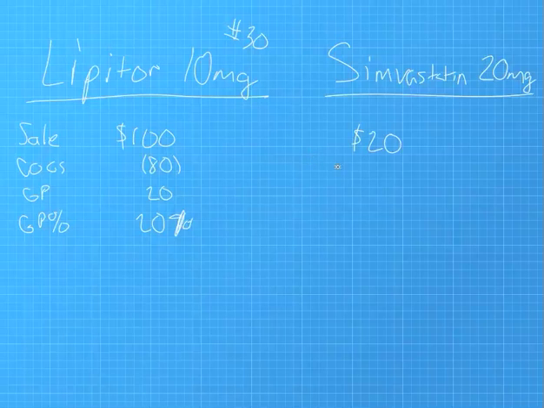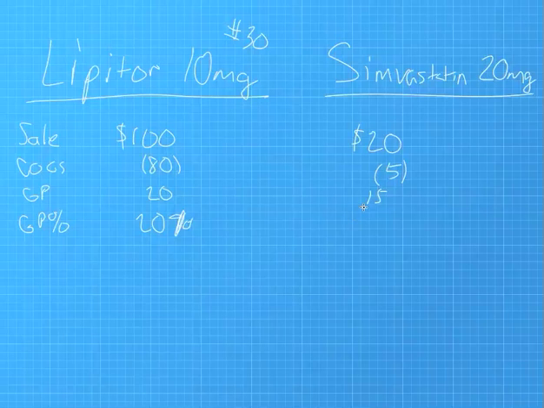The cost to buy that medication, we'll just say, if we take $20 for the simvastatin, and we'll just say that the cost of the drug just costs us $5. Much cheaper medication cost to the pharmacy. So again, now your gross profit is going to be $15.